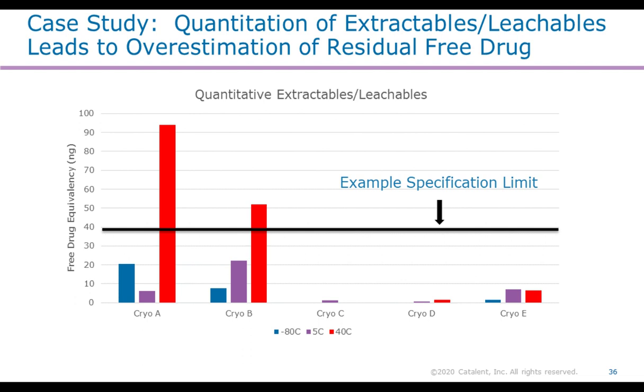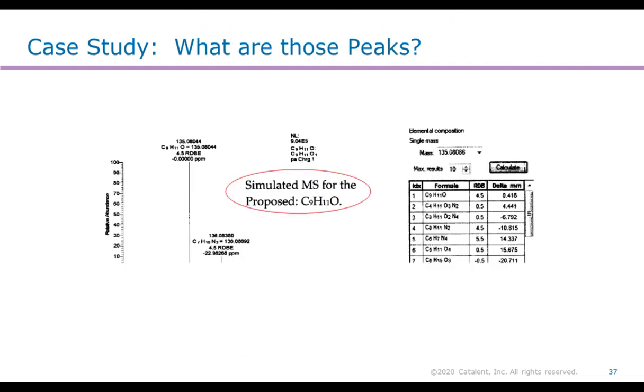The chart shows also an example specification limit of 40 nanograms of free drug. The 40 C conditions for vials A and B already exceed that limit without the addition of an -80 C drug substance or product into the profile. An -80 C substance or product will likely contain a certain amount of endogenous free drug, either as a residual impurity or a stress-induced product. And cryo C and D, or even E for that matter, would be a clear choice over A and B for -80 C sample storage.